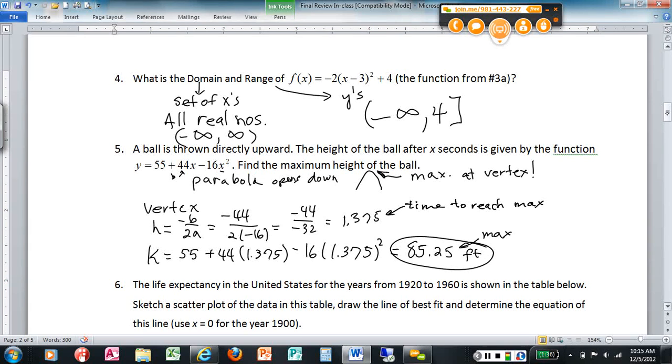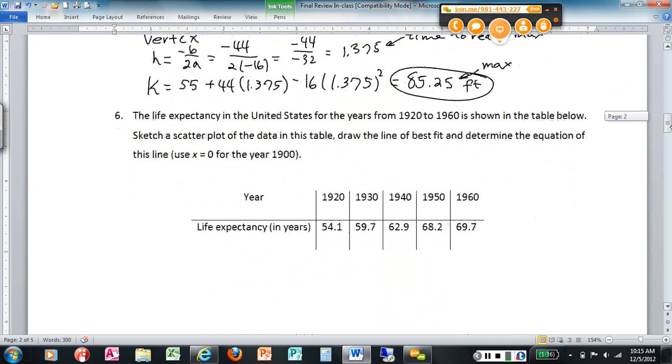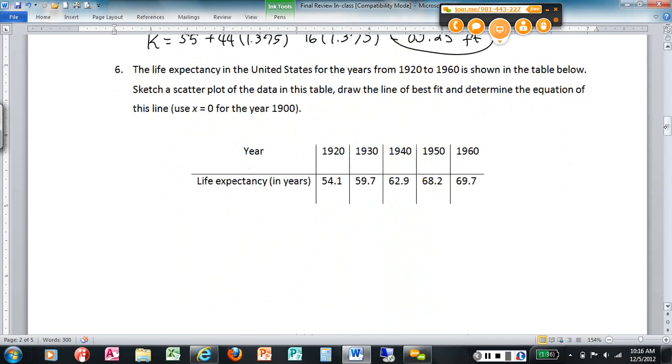All right. Number 6, well, we've got another data set there. Do a scatter plot and draw the line of best fit and determine. All right, so we did these way back when, but let's go through it once again. Scatter plot, they're just wanting you to plot the data. We've got everything up in the first quadrant there. So x is the year, and y is going to be the life expectancy.